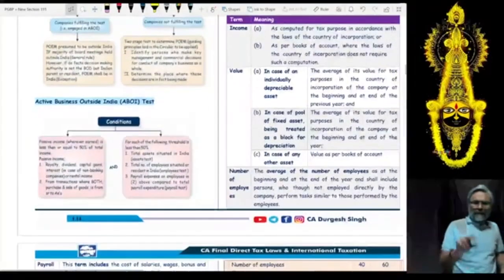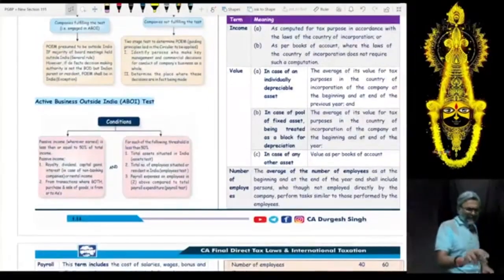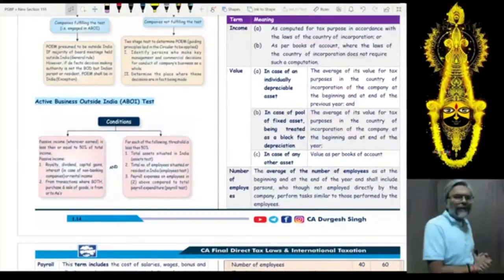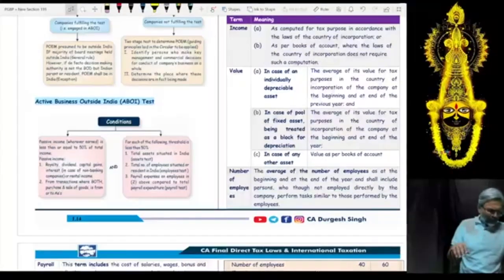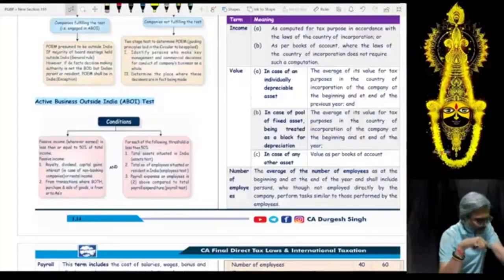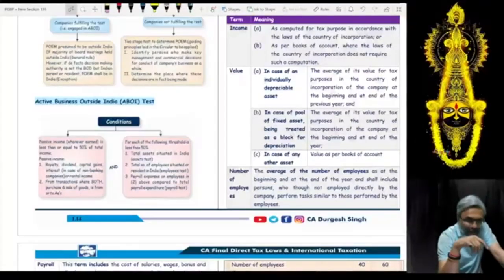Friends, what you can do in the meantime, as far as the foreign company is concerned, is read this through. Active business outside India test. Foreign company residential status. Now, foreign company residential status, students, before I can close across this one.